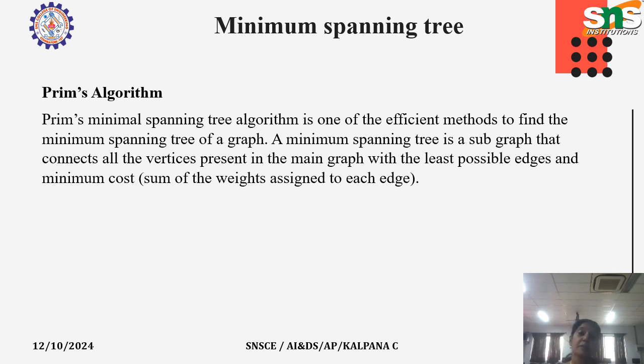So here we are using Prim's algorithm for finding the minimum spanning tree of the graph. It is one of the efficient methods to find the minimum spanning tree of a graph. The minimum spanning tree is a subgraph that connects all the vertices present in the main graph with the least possible edges. So that is very important. We are going to eliminate the unwanted edges based on the cost, and minimum cost, that is the sum of the weights assigned to each edge, each link.